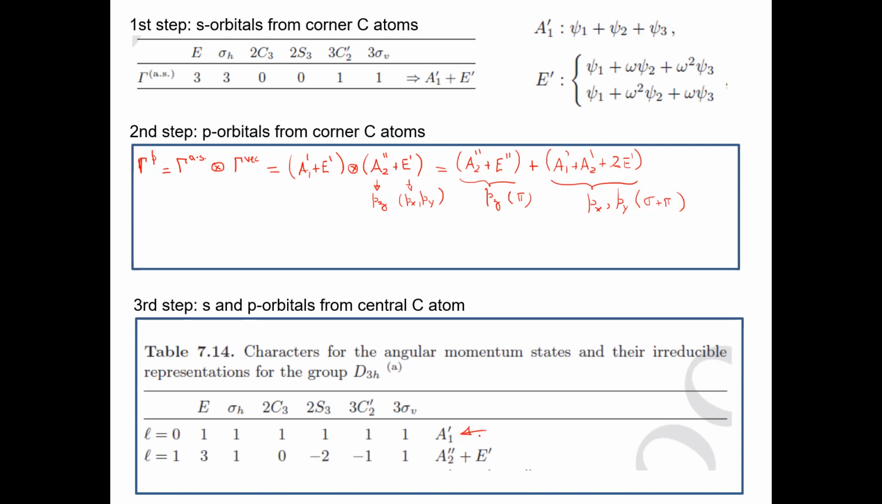The S state, L equals 0, is A1 prime, and the P state is a decomposition of A2 double prime plus E prime. Okay, it's actually the same as the vector decomposition. So the central carbon atom, if I use only S and P electrons, can make molecular orbitals of those symmetries by making bonds with the corner carbon atoms.